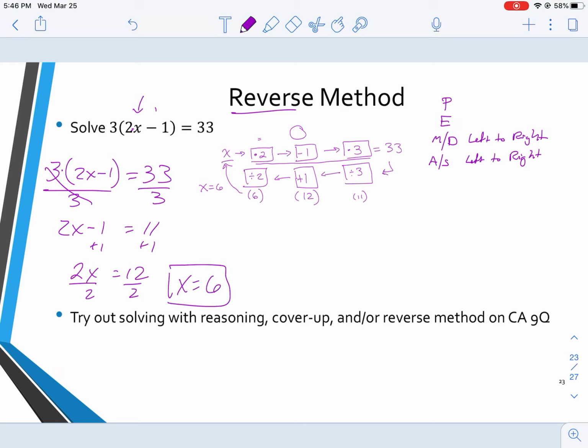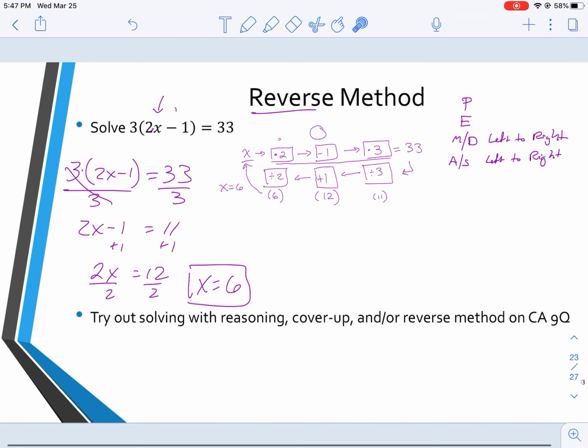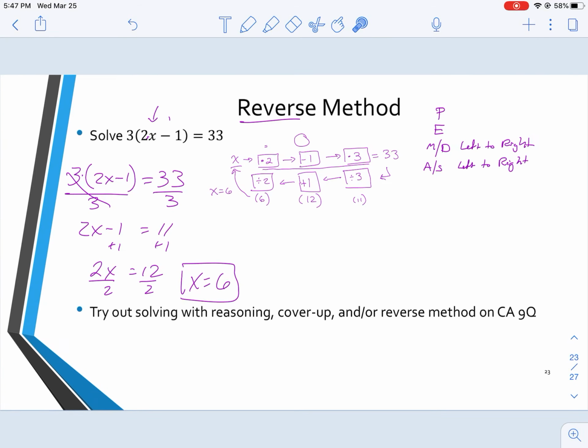X equals 6. Do you see how this process matches the student's intuition here? And that's what we want to do. We want to build on students' prior knowledge and prior understanding. And so here, I first divided by 3. I then added 1. And then I divided by 2. So the standard method ends up matching what they did here.